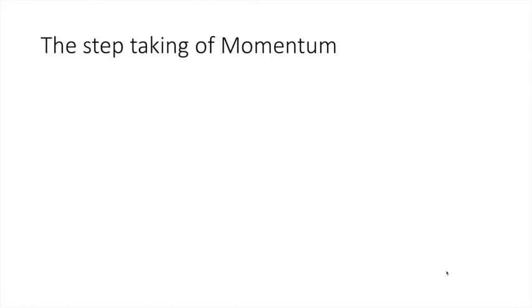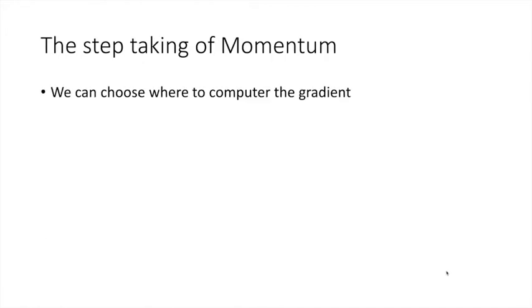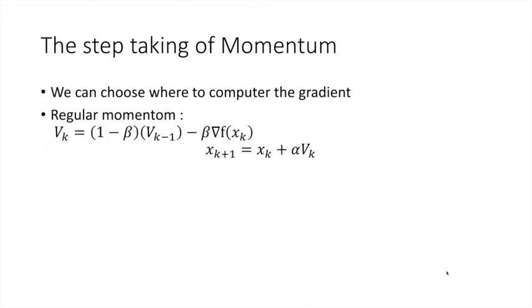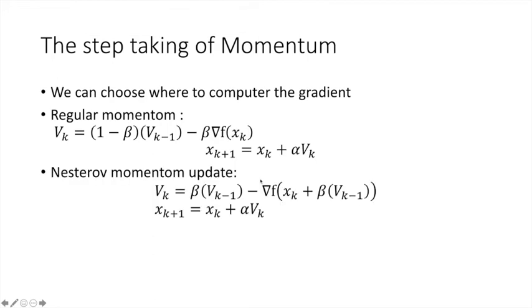There are two ways of taking the step using momentum. So we can choose where to compute the gradient. The regular momentum uses this equation we have seen before. vk, which is the new direction to take a step in, is (1 minus beta) vk minus 1, minus beta multiplied by the gradient at location xk, and then we have a regular update. The Nesterov momentum update uses vk equals beta multiplied by vk minus 1, minus the gradient at location xk plus beta multiplied by vk minus 1, and then we have a regular update.